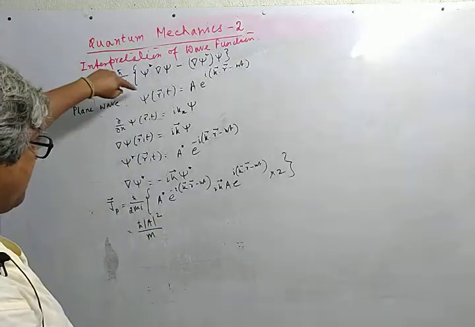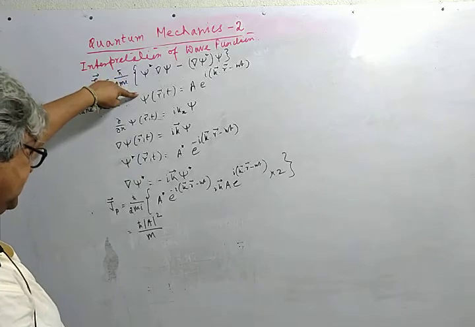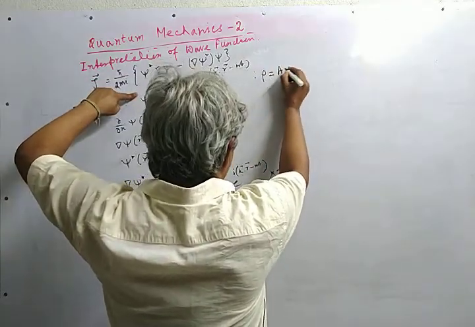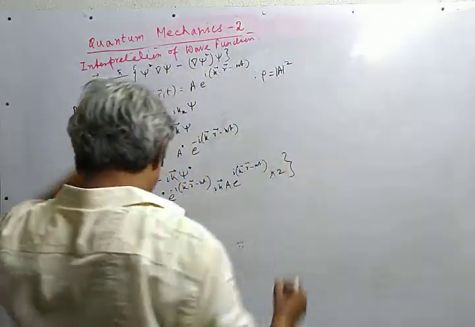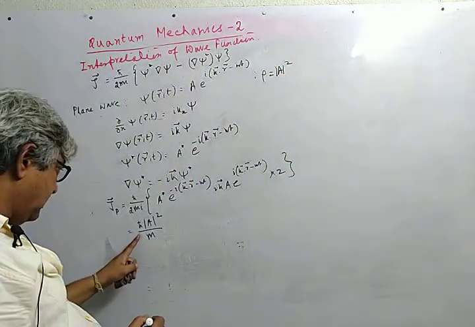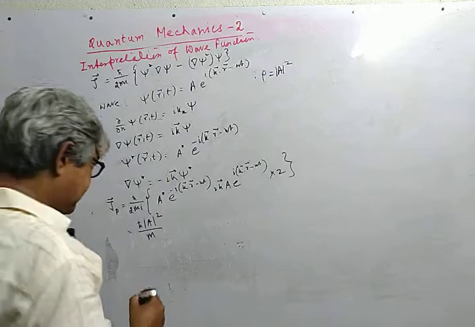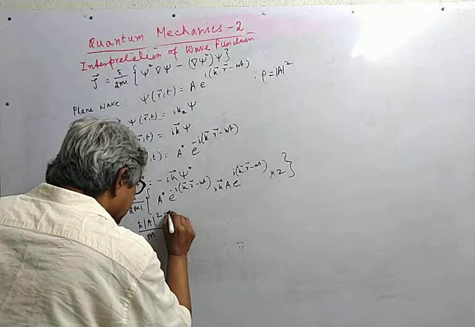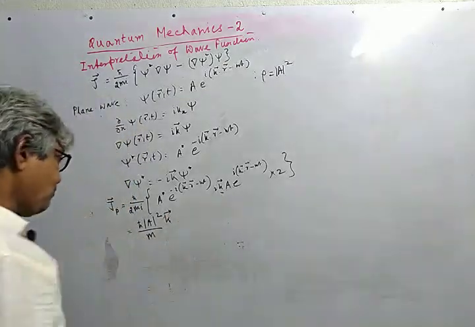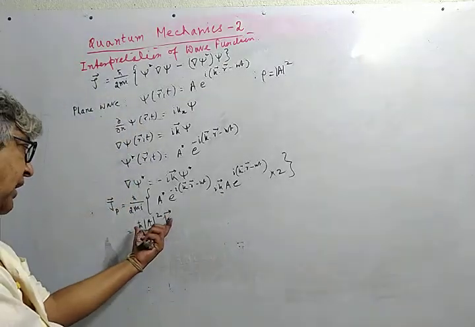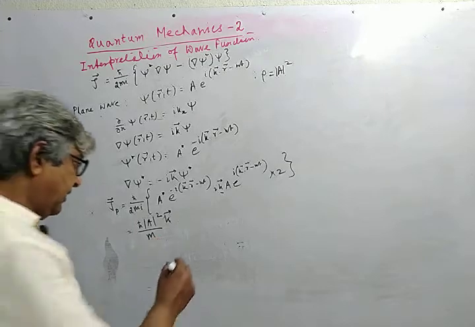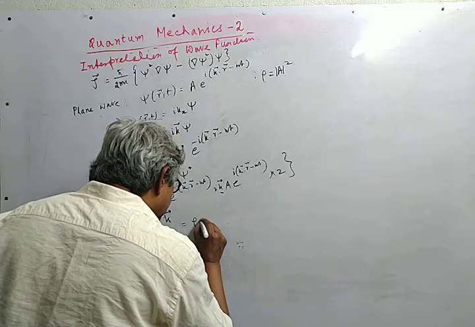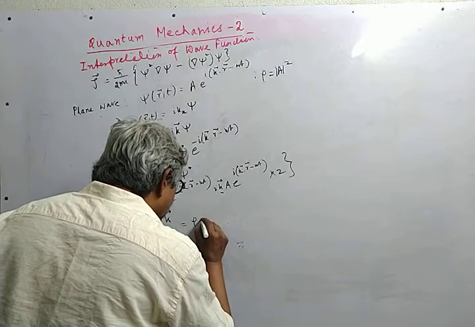If this is a wave function, then psi star psi is rho, which is |A|^2, and I have missed k, h line square, k is missing, the k was there. So h line k is p, p by m is v. So this is actually rho times the velocity.